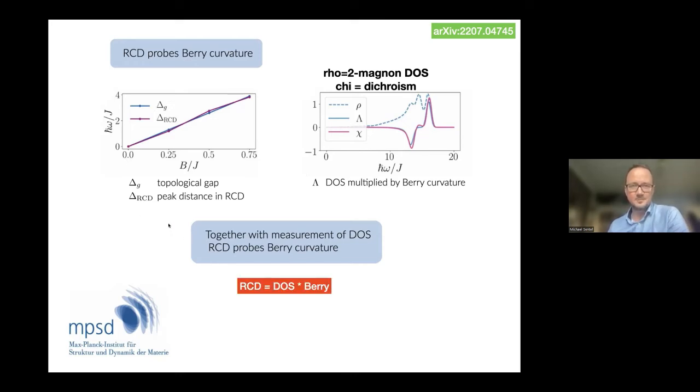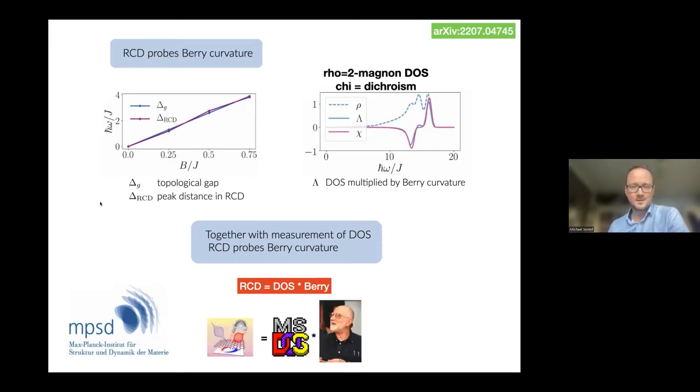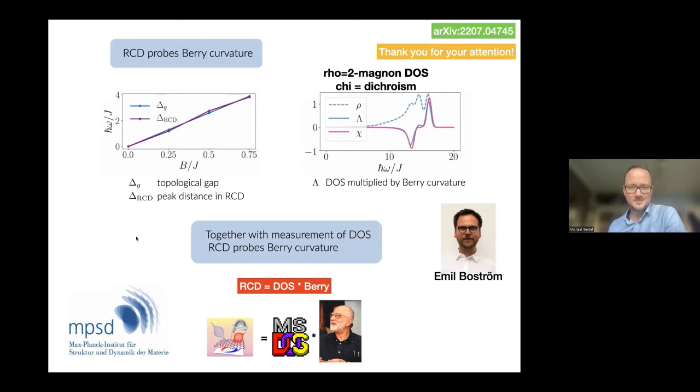What you should remember from the talk, if you remember nothing else, is that the RCD is basically this two Magnon DOS times the Berry curvature. If you prefer a pictorial representation, notice that this is not RCD but ARPES, but okay, never mind, I didn't have a better figure. But basically RCD is DOS times Berry. Emil did all the hard work, and I thank you for your kind attention.